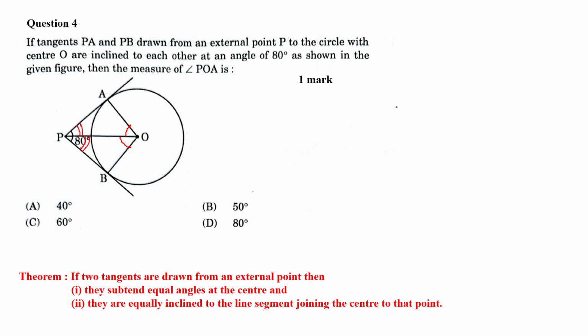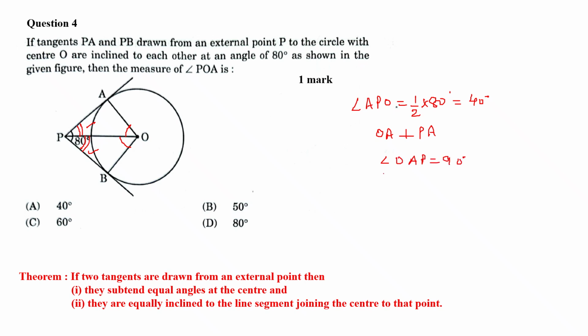Now this APB is given as 80 degree. So from here, as both should be equal, it means angle APO, I can write it as half of 80 degree, which is 40 degree. And OA is perpendicular to PA. Radius is perpendicular to tangent, right? So angle OAP is 90 degree.